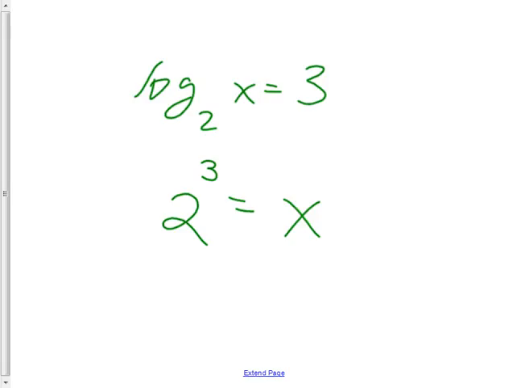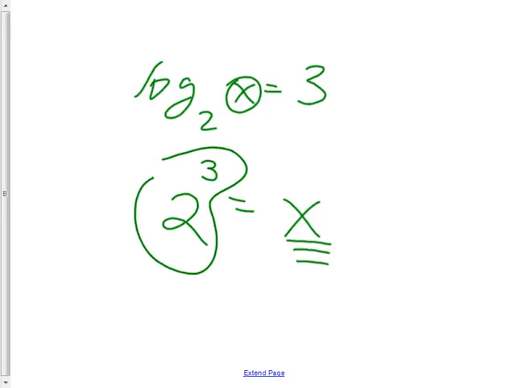Okay, good. All right. That's the easiest kind, because if the x is in the argument, all you got to do is rewrite it, and it instantly becomes alone. And once it's alone, you just have to do whatever this says.